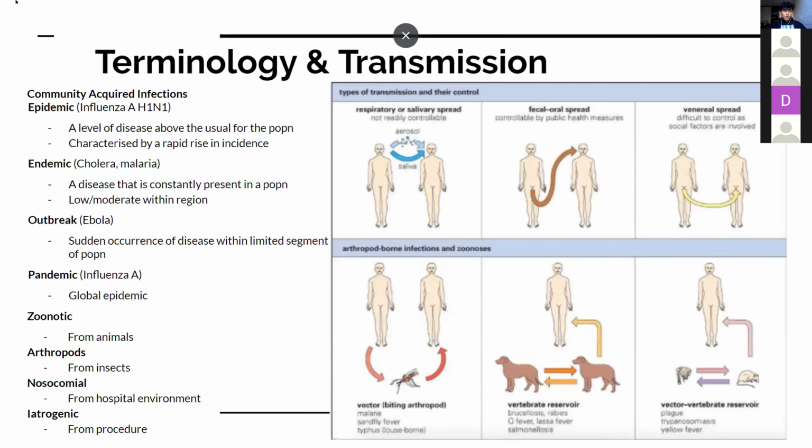Okay, so terminology and transmission. Here on the right, I've got a diagram of transmissions and the types of transmissions. So you've got respiratory, fecal-oral, venereal. Then regarding arthropod-borne infections and zoonosis, you've got transmission through a vector such as mosquitoes, or a vertebrate reservoir such as a dog, or a vector and vertebrate reservoir. The reservoir obviously just means where the disease actually stays.